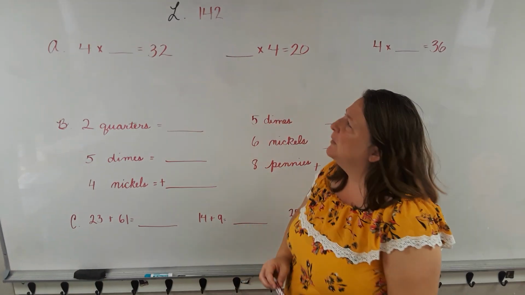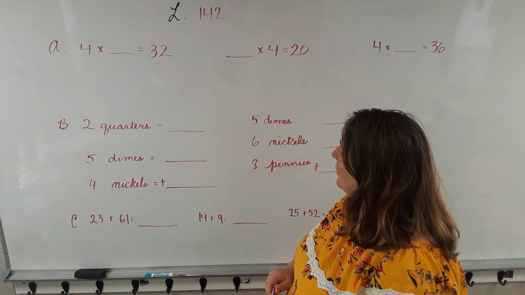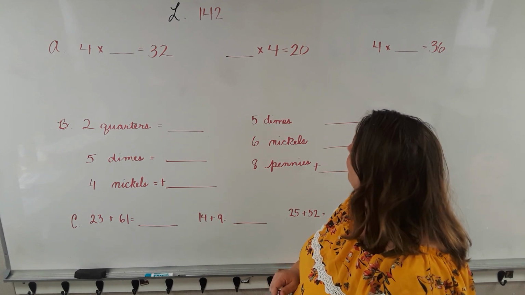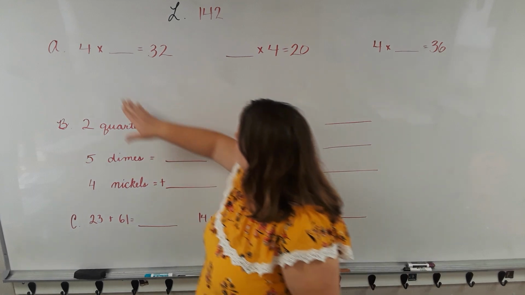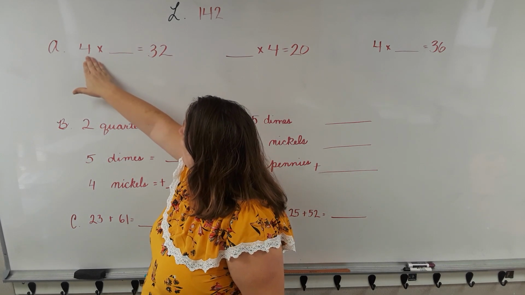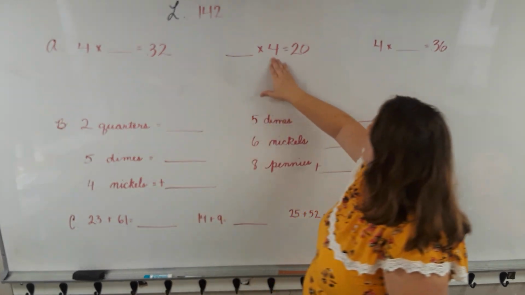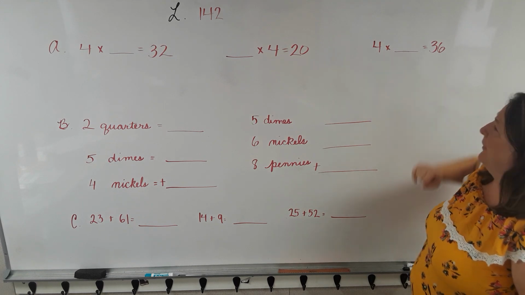Hello, we're on lesson 142 for arithmetic. When you look at letter A, you see we have some missing factors. The numbers that are used in a multiplication sentence are called factors. The answer is called a product. So we're missing factors here and we're missing a factor here.